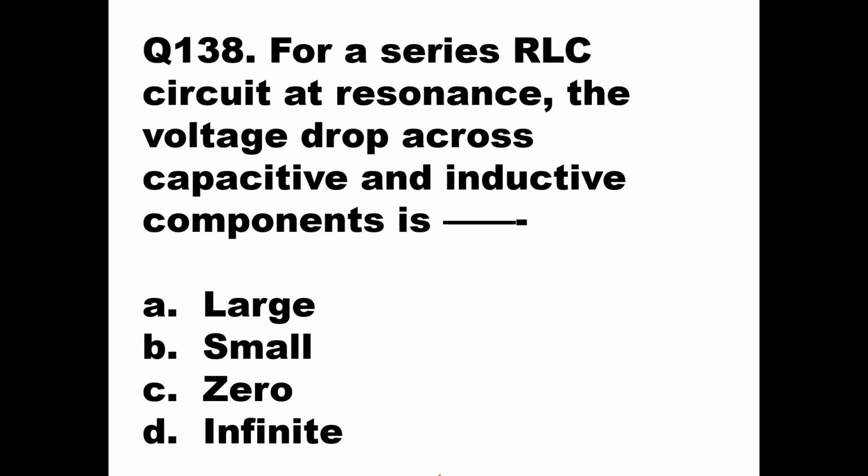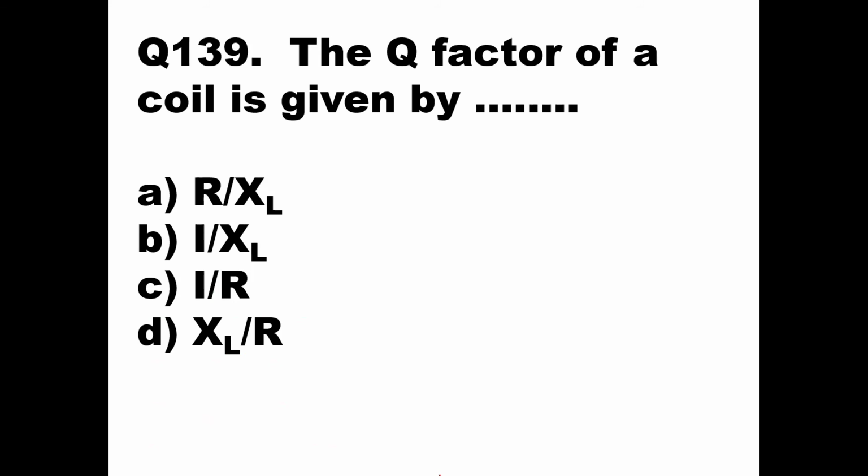That means at series resonance the capacitive reactance and inductive reactance will get cancelled out and the circuit remains only with a resistance, and in that case the voltage drop is less for resistance and the current is more. That means the voltage drop across capacitive and inductive should be large. That means option A will be the right answer over here. Clear? Then we'll go to the next question, question number 139.